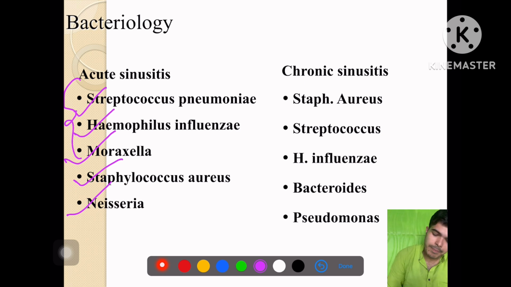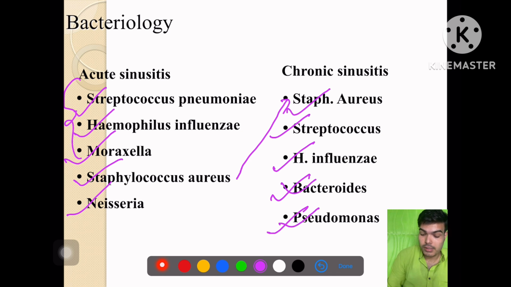Now chronic otitis media, Staph aureus. Don't forget Staph aureus. Staph aureus has come to the front. Okay. Streptococcus, H. influenzae, Bacteroides, and Pseudomonas. See, I am covering both Pseudomonas and Bacteroides, gram negative, as well as your anaerobes, right? So I'm covering both things.